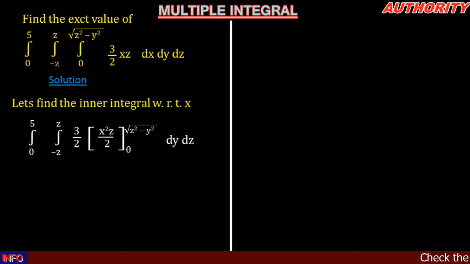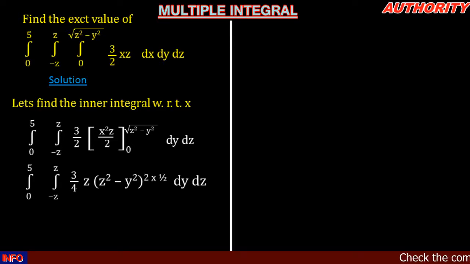As we integrated with respect to x, anywhere we see x, we plug in the upper limit. So that means we are going to have the integral from 0 to 5 and the integral from minus z to z, 3 all over 4z. In place of x now, we have square root of z squared minus y squared, and you see that this x is squared.